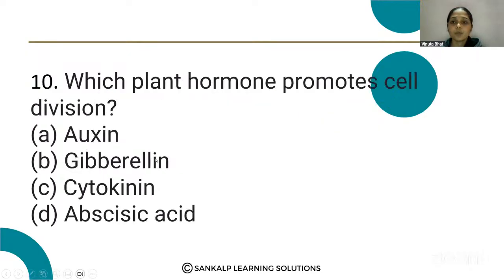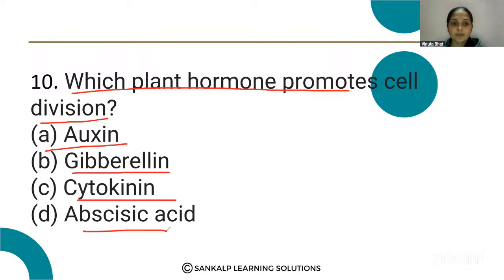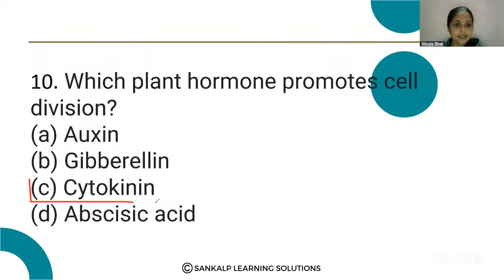Which plant hormone promotes cell division? Option A auxin, option B gibberellin, option C cytokinin, and option D abscisic acid. Here, which plant hormone promotes cell division? Cell division is promoted by the cytokinin. Option C is the correct answer.